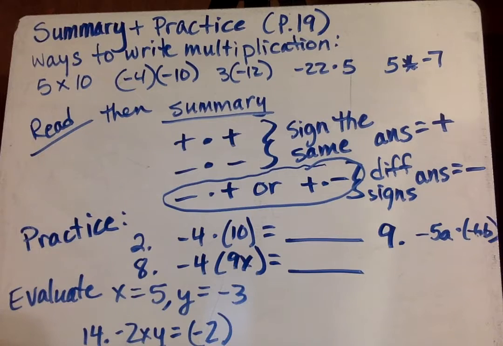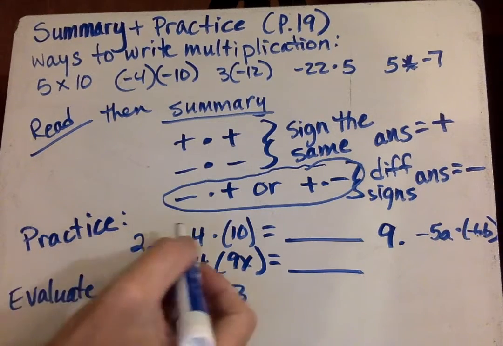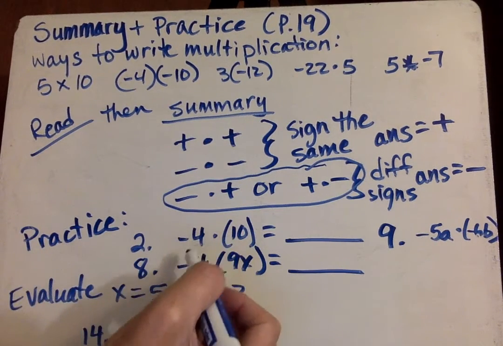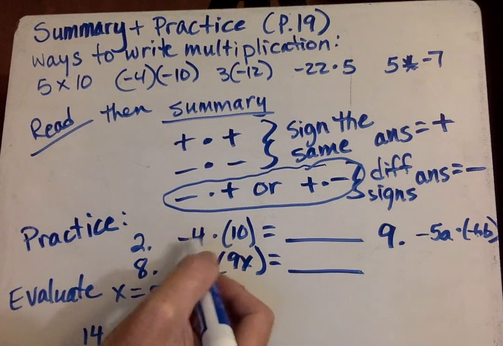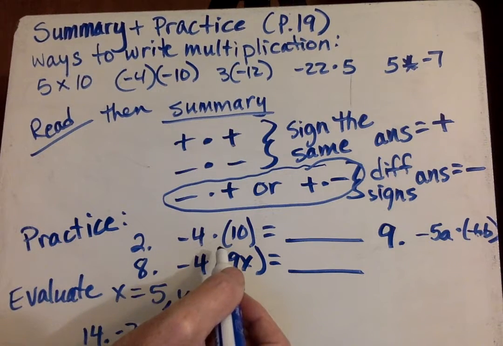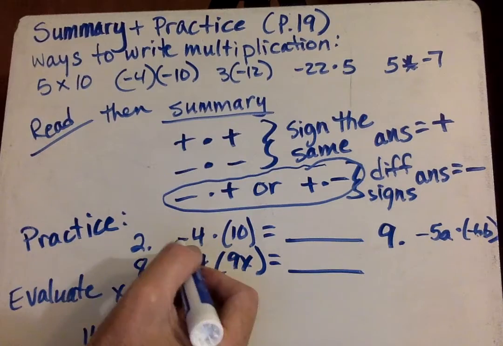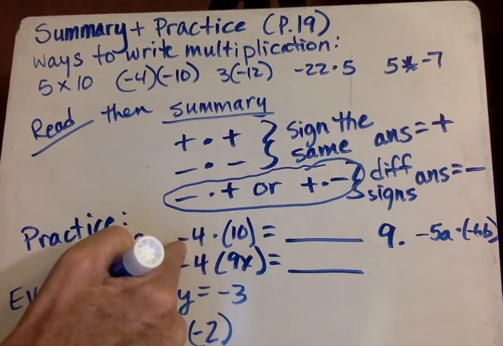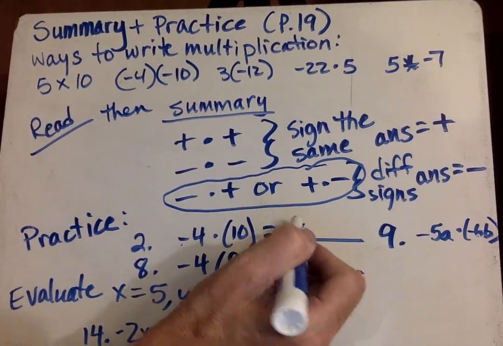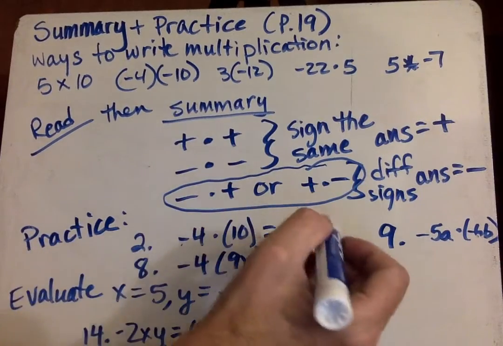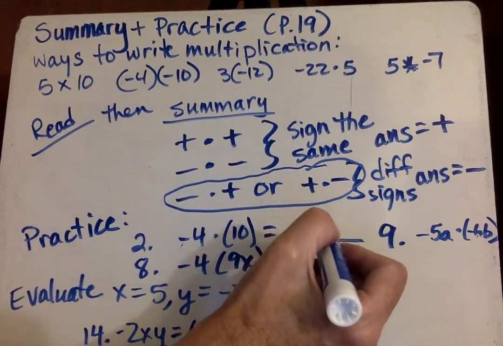Okay. Now we're just going to go right into some practice. Number 2, negative 4 times 10. Are the signs the same or different? Okay, they're different. One negative, one positive. So the answer has to be negative. Okay. And then 4 times 10. That's correct, 40.